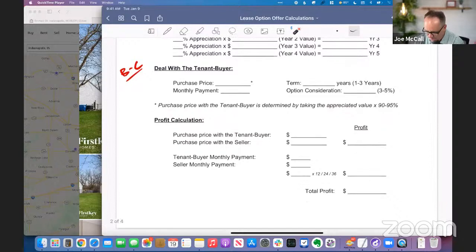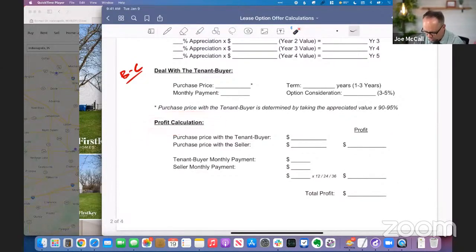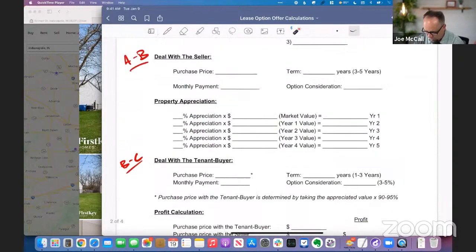Okay. And now here we're going to calculate our profit calculation. We're going to say, all right, our purchase price when the tenant buyer is this, we're going to buy it from this, we're going to sell it for that. And this will be our profit. And then here's where we figure our cash flow. And this is going to be our total profit on the deal. Cool. We ready for this?